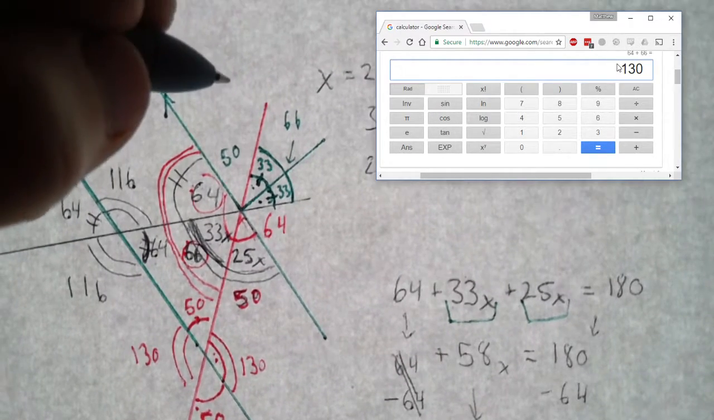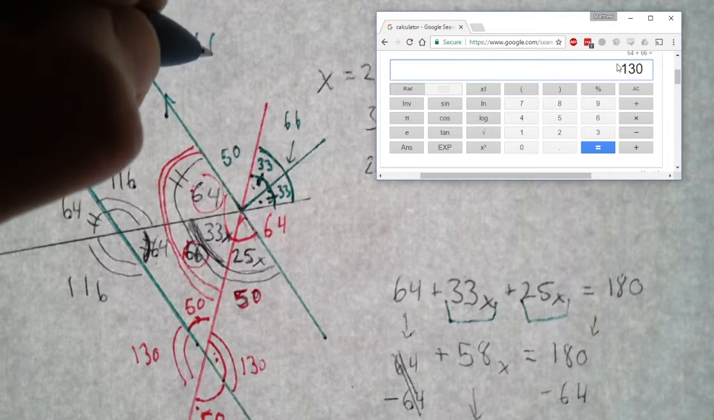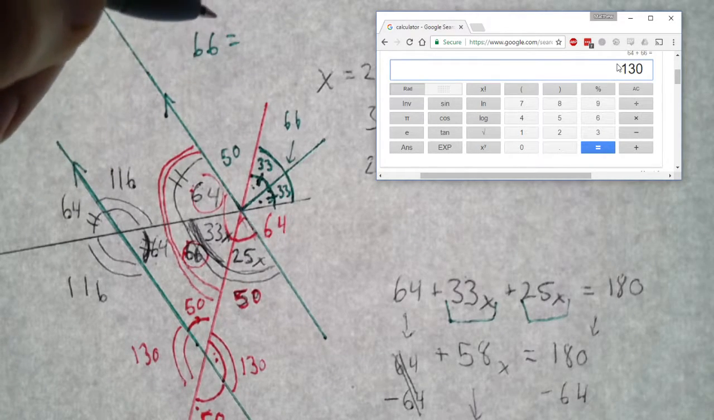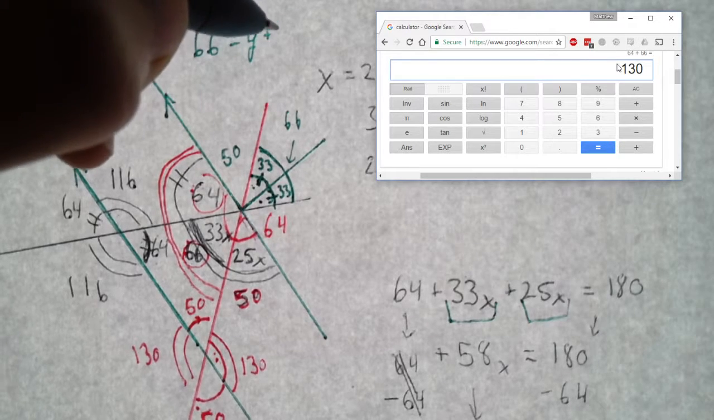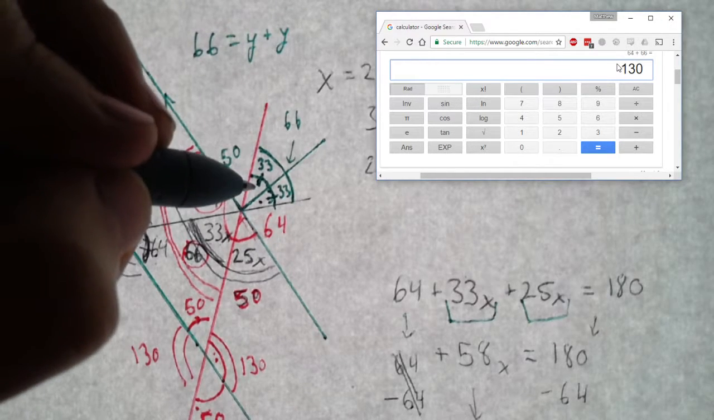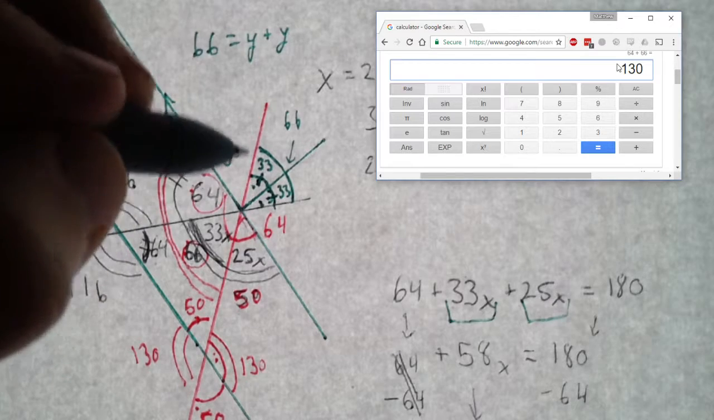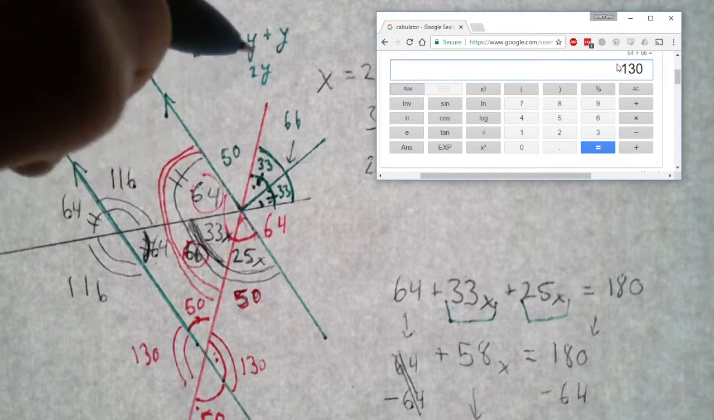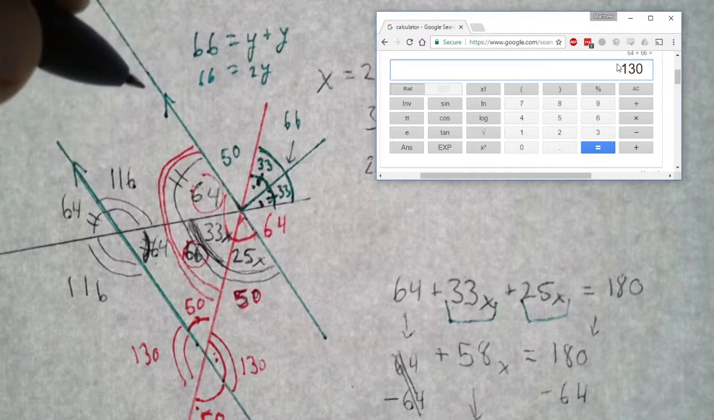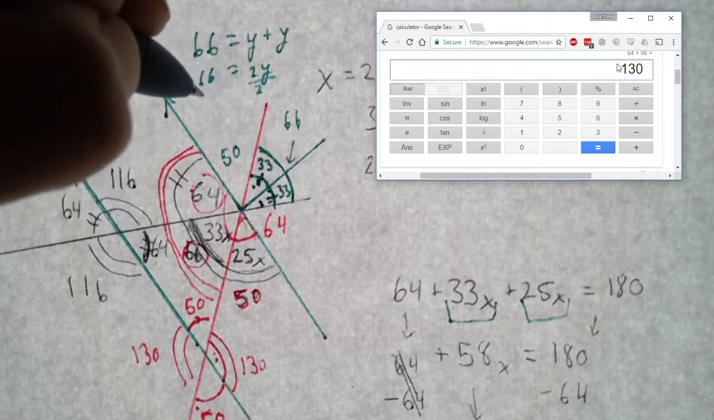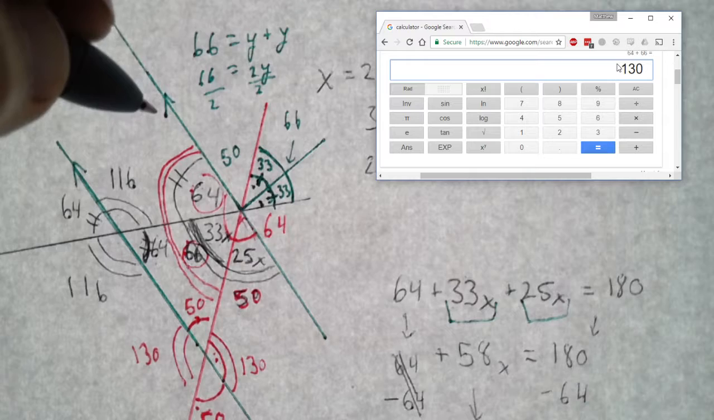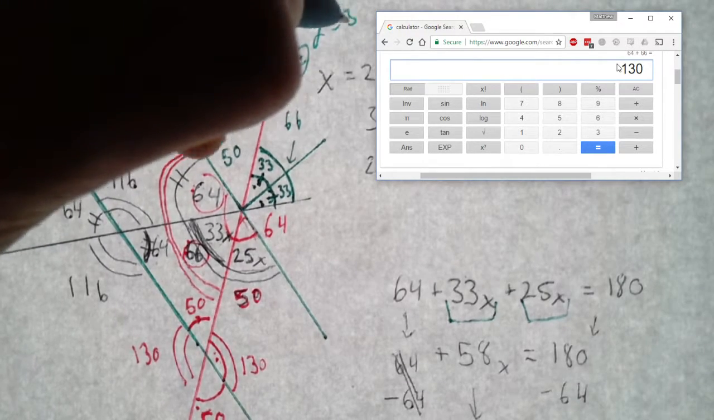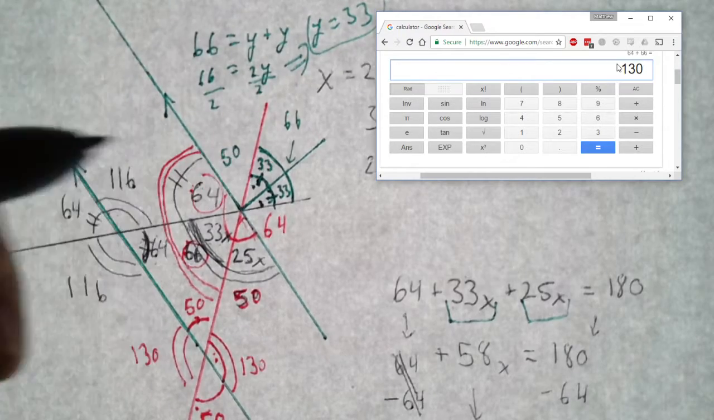Or if you need to do the algebra, I can just say, well, 66 is equal to two numbers that are equal to each other added up. So maybe y plus y. This could be y, that could be y. I know they're the same thing, so they can be the same variable. This would become 2y equals 66. Divide both sides by 2, and I find that y would be equal to 33, which is exactly what we saw.